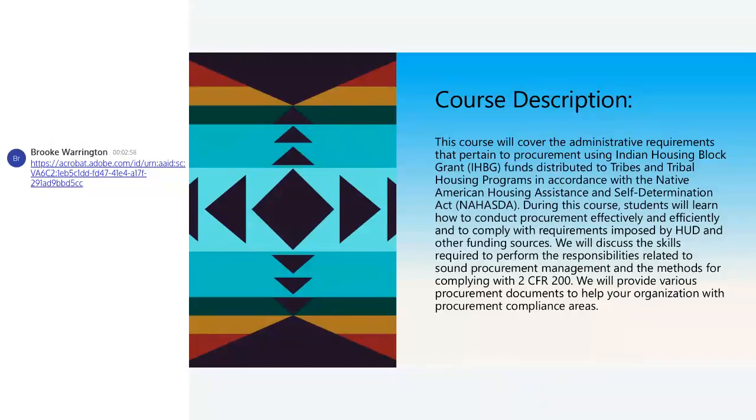You're going to hopefully learn to conduct that procurement effectively and efficiently, and to comply with the requirements imposed by HUD and your other funding sources. We'll discuss the skills required to perform the responsibilities related to our procurements and management, and complying with 2 CFR 200. As I confessed earlier in the week, 2 CFR 200 is my least favorite of our guidance documents, because it wasn't written just specifically for housing. So it's not as easy for me to comprehend or know where to look for things, but I got better at it over the years.